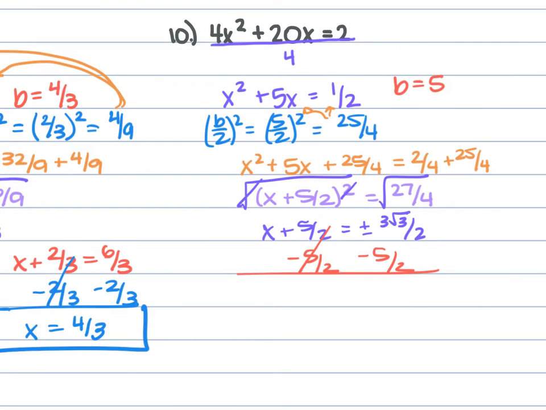And this would be written as x is equal to negative 5 over 2 plus or minus 3 square root 3 over 2. So since these have the same denominator here, we can write it as one fraction as just x is equal to negative 5 plus or minus 3 square root 3 all over 2.